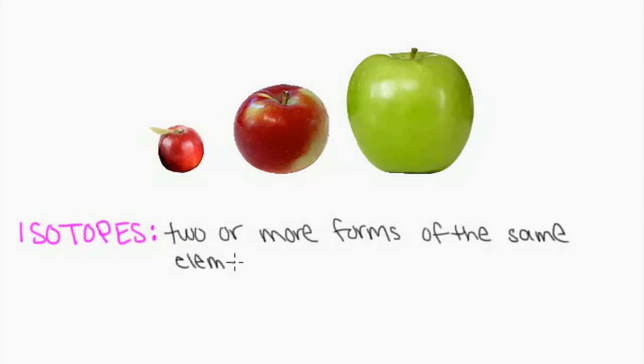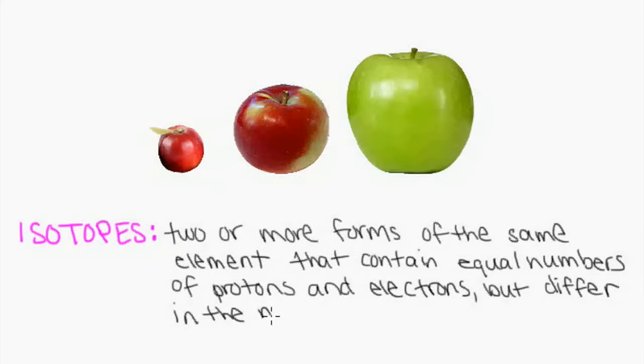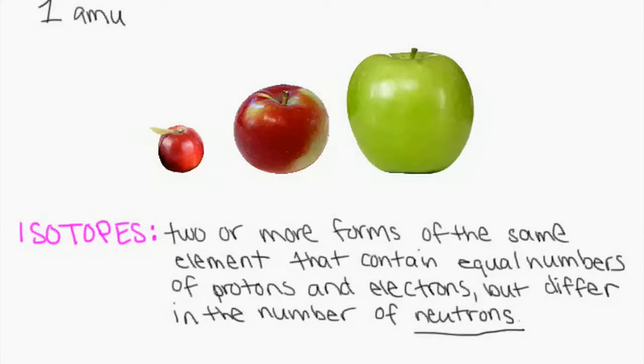We have three different types of apples: a light crabapple, a medium Macintosh, and a heavy Granny Smith. Although they're all apples, they differ in mass. This is basically what isotopes are. Isotopes are two or more forms of the same element that contain equal numbers of protons and electrons, but differ in the number of neutrons. Since neutrons are one atomic mass unit, taking away or adding them changes the atom's weight.